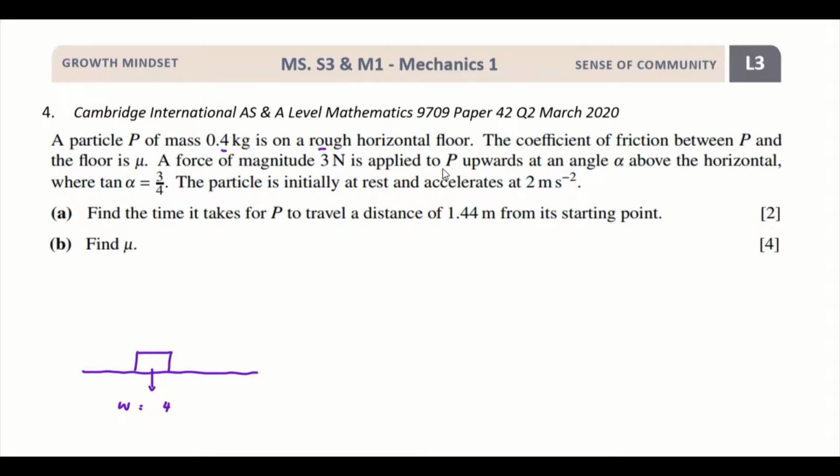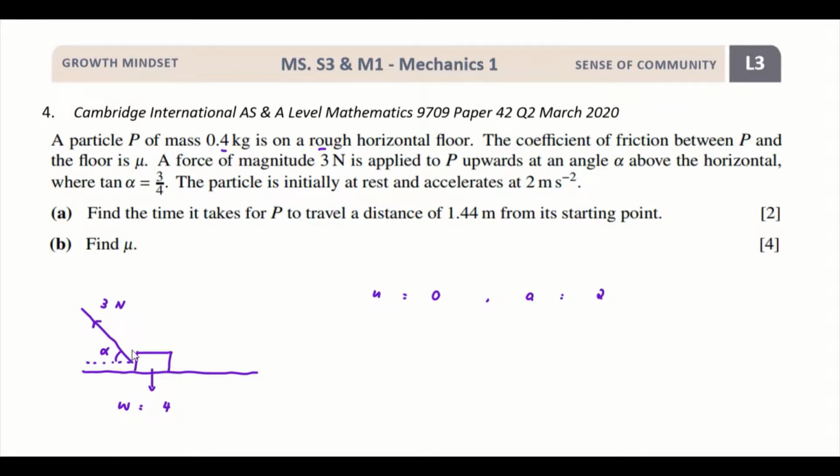A force is applied to P upwards at an angle of alpha. If this is the horizontal line, then I have this force going up, 3 Newton, at an angle of alpha, so this is alpha. Then the particle is initially at rest, so we know that u is equal to 0. Then the acceleration is equal to 2.